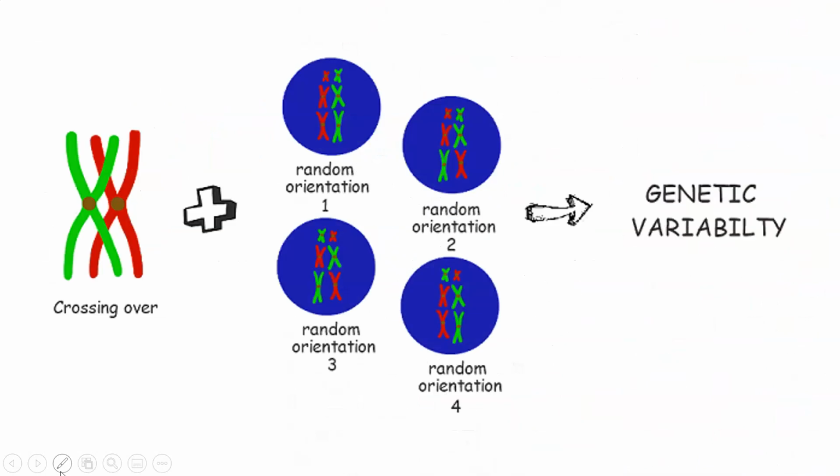Okay, so back in topic 3, we discussed there were two ways of this genetic variability. So first of all, we had crossing over, where genetic material was swapped between the chromosomes. And then we also said we had the random orientation. Okay, so the different ways the chromosomes could align before they got divided up.